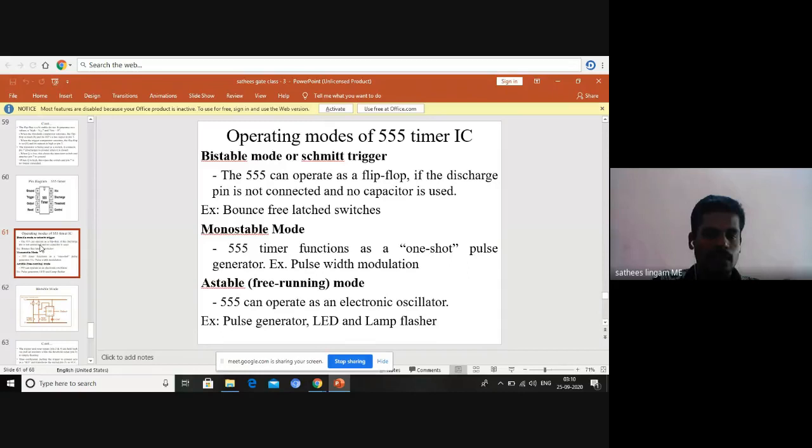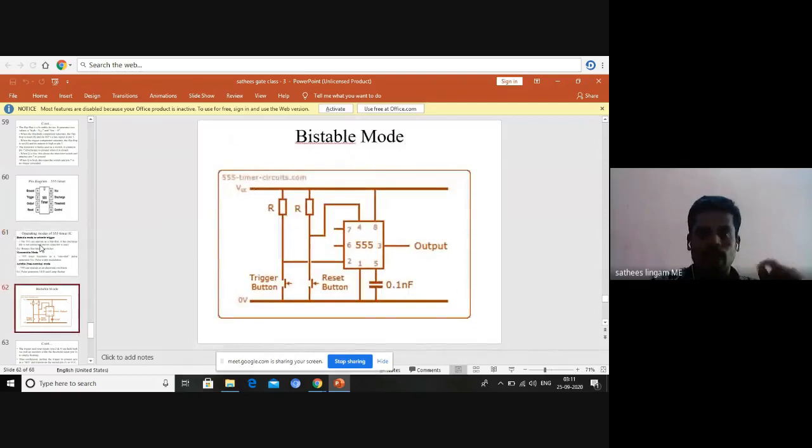Astable multivibrator, whether it is one shot or bistable or free running, they may ask. You just keep it in mind: astable means free running mode. An example of the astable free running mode is a pulse generator. Monostable mode is a pulse width modulator, and the bistable mode is bounce free latched switches.